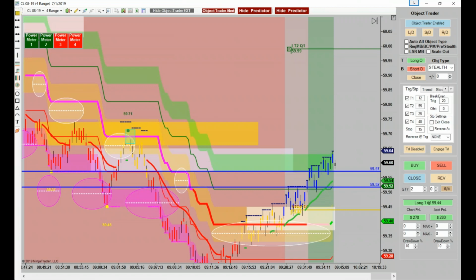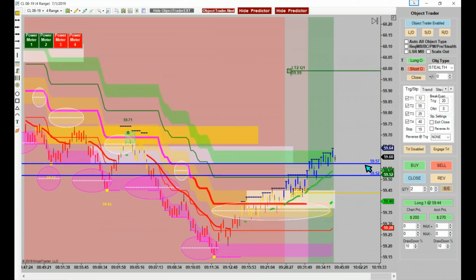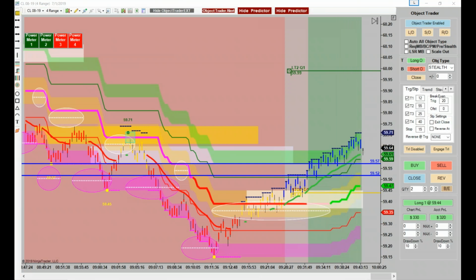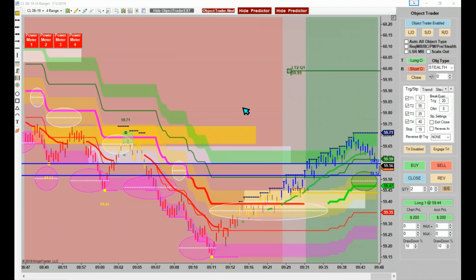And by the way, if you don't get a break in stealth, you can't really take a stealth trade again, because this green line just keeps going up, very possibly. But if you do get a break in stealth, you can go ahead and take it again. But always be careful. First thrust, you got to get a retrace. See if we get a predictor. I'll fast forward it. There's a predictor.